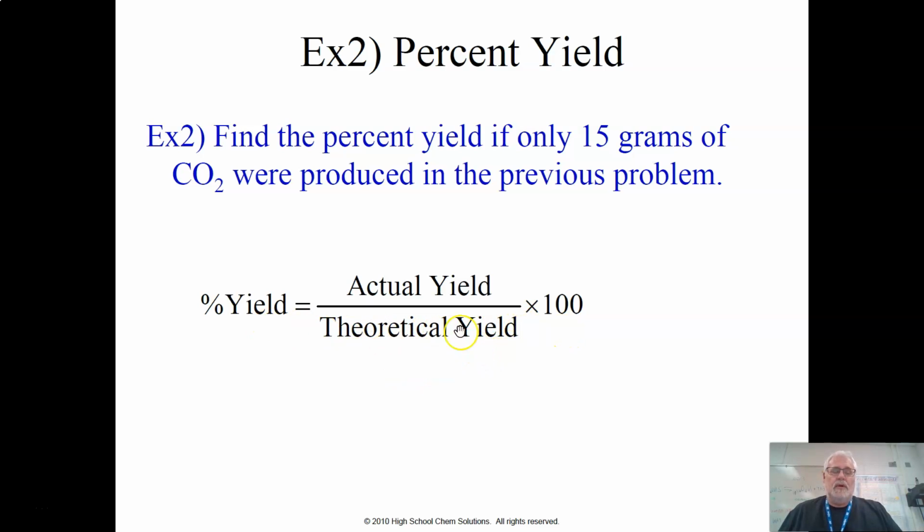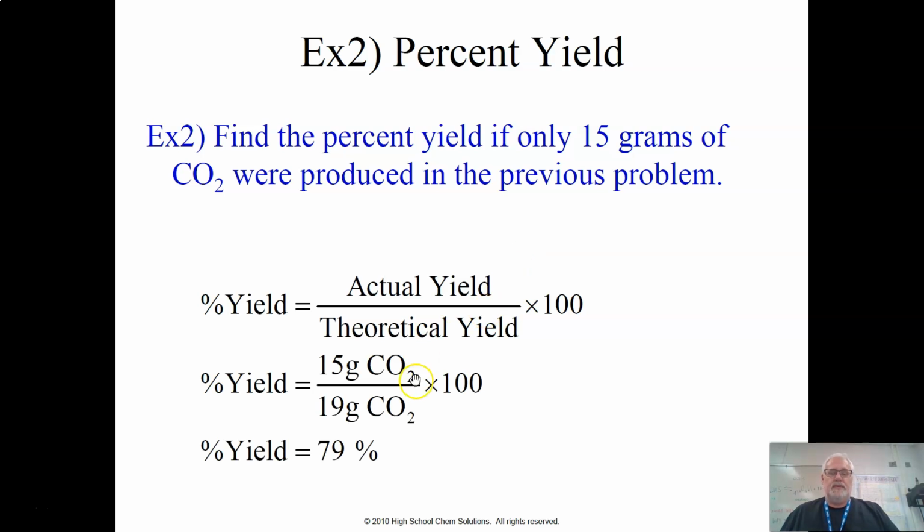Okay, so the actual yield turned out to be 15. So you just put 15 over 19. Stay in the good habits. 15 grams of CO2 over 19 grams of CO2 times 100. That's a 79% yield. So you should have gotten 19, but no experiment is perfect. So you don't always end up getting what you think you're going to get.